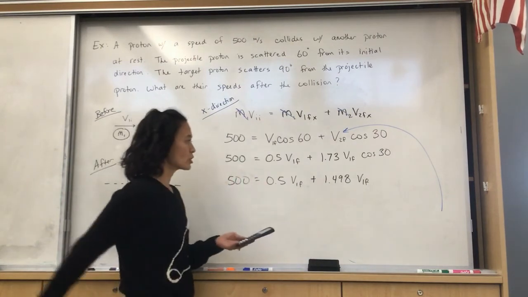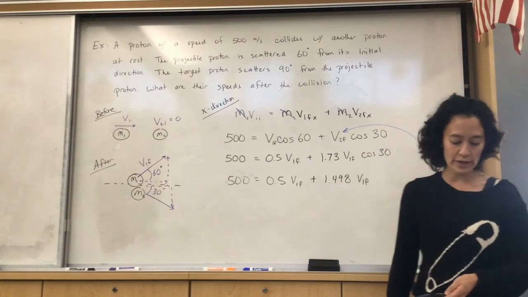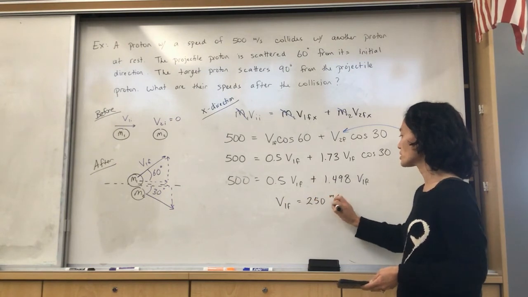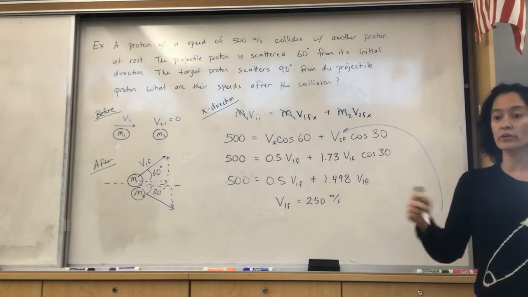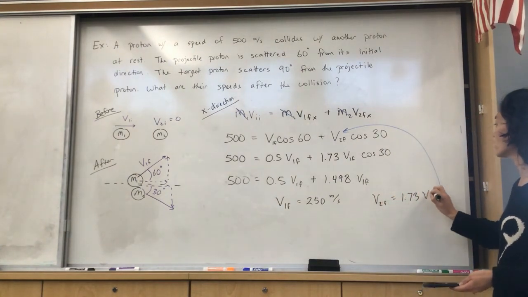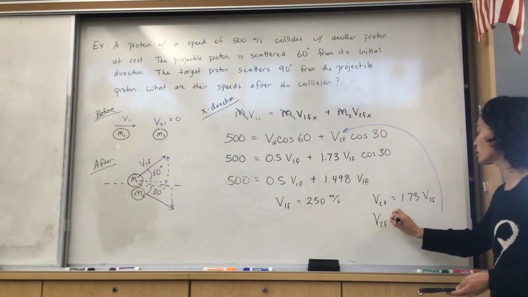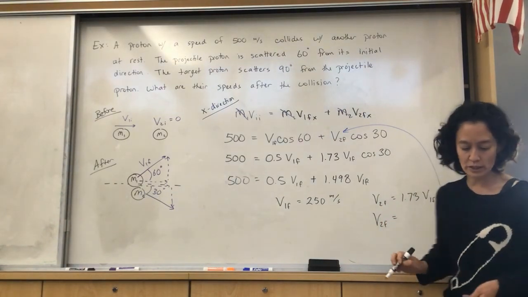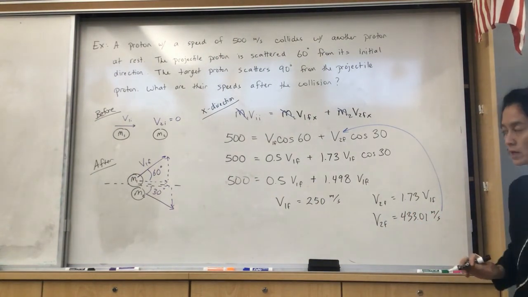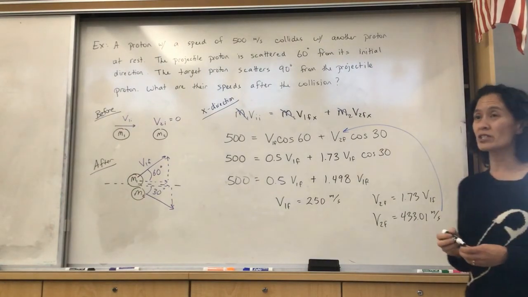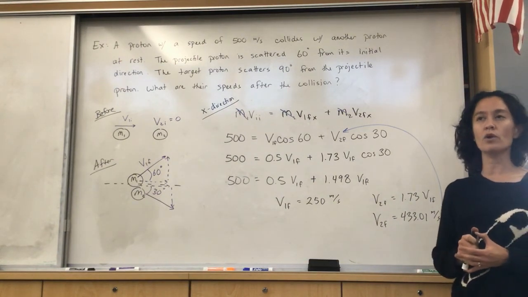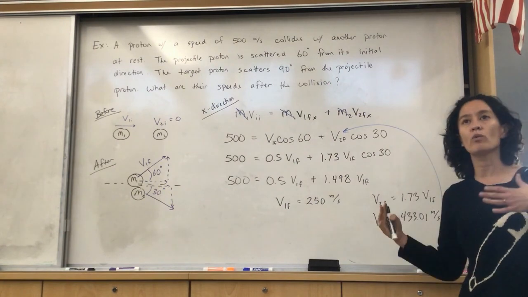Now you can combine your terms and solve for V1 final, and you get that V1 final is approximately 250 meters per second. Now that you know V1 final, you can go back to the relationship V2 final equals 1.73 V1 final, and V2 final comes out to be 433.01 meters per second. Okay? So conservation of momentum in 2 dimensions isn't necessarily more complicated in terms of what you have to do. It's just more complicated in that you have to think about the x direction and the y direction separately. Okay?